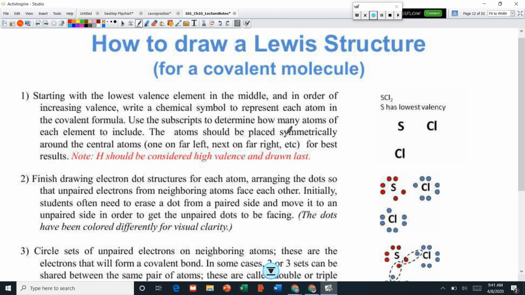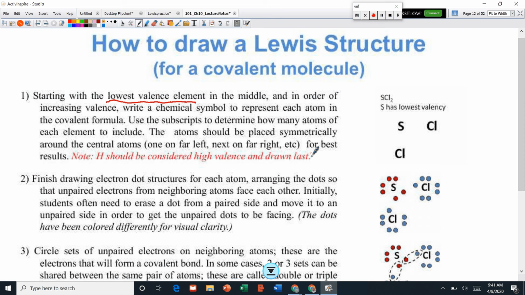So step 1 talks about finding the middle element or the central element. They recommend looking up the lowest valence number. So we're going to pick the one with the fewest valence electrons. In this case, for sulfur dichloride, it actually works. A lot of times, you've got to kind of reason it out.